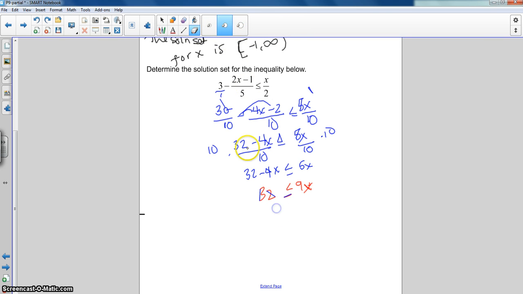So next step would be to divide by 9. 9 is positive, so I don't have to worry about switching the signs or the inequality's direction. So 32 ninths is less than or equal to x.